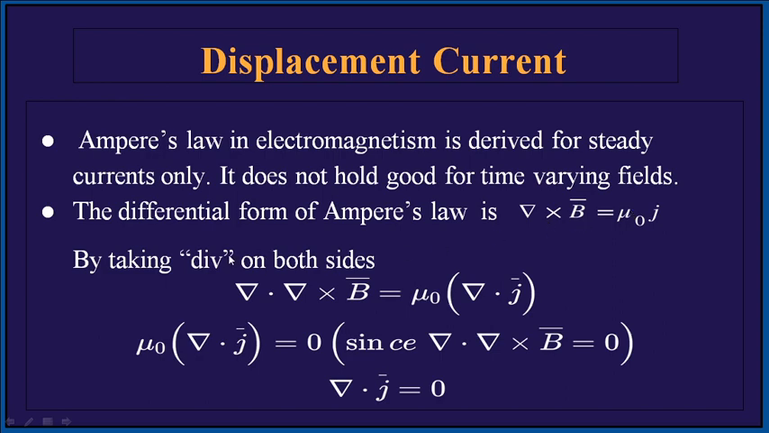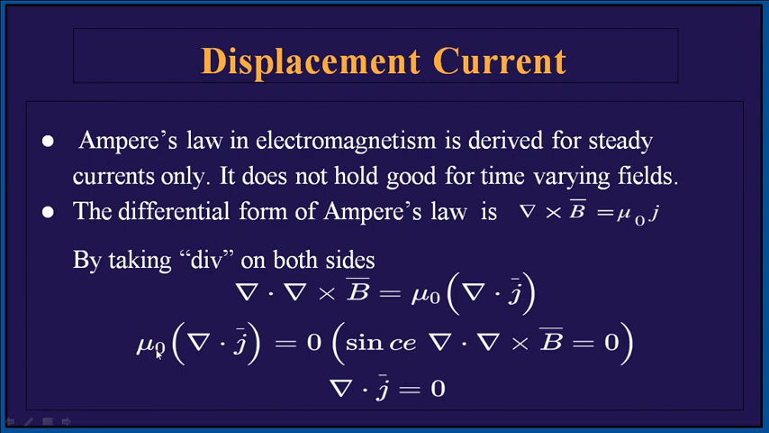Now take the divergence of this Ampere's law in differential form. Divergence means del dot. So del dot del cross B equals mu naught, which is a constant value, times del dot J. On the left-hand side we have del dot del cross B, meaning div curl B bar. The divergence of the curl of any vector is 0. That's why the left-hand side is 0, so the right-hand side also becomes 0. But mu naught is not 0, having its own value.